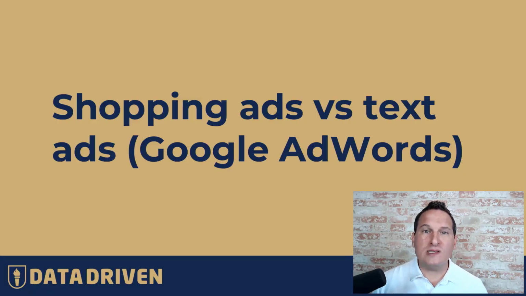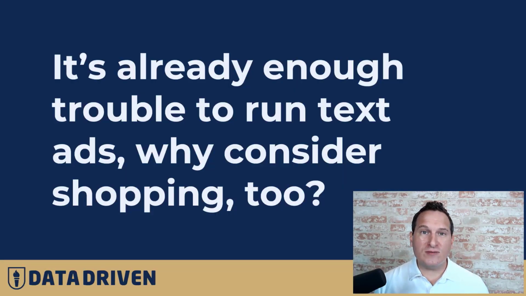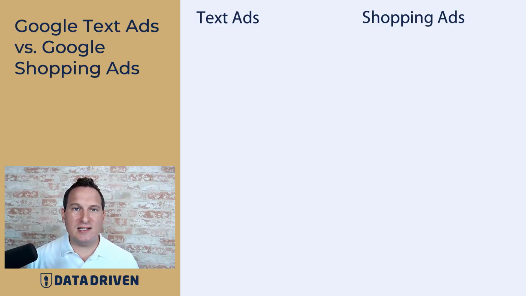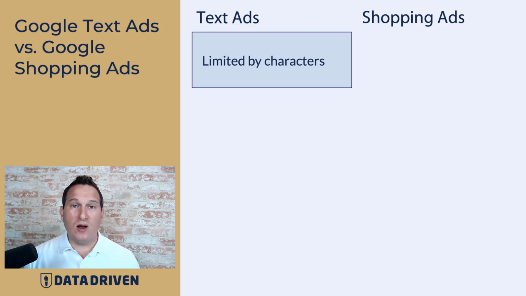Okay, next, what's the difference between a shopping ad and a text ad, or traditional what we call Google Ads or Google AdWords? And you may be asking yourself the question, well, it's already so much trouble to run these text ads. Why would I add something more to the mix? Let me give you an idea as to the key breakdowns between shopping ads and text ads and how shopping ads are different. Okay, so a text ad is limited by characters, there's no photos, it's a lot more difficult to really do much or differentiate much when you're talking about a text ad on traditional Google search results.